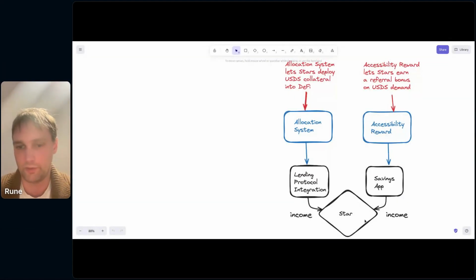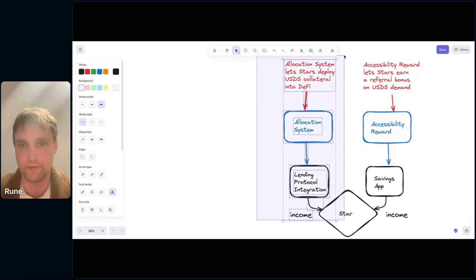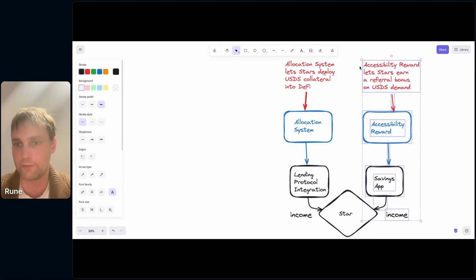All right. Let me share my diagrams. So this is where we left off, right? You have stars, and then they have these Sky primitives. On this side, you have the Sky primitives that help boost the supply. And on this side, you have the Sky primitives that help boost the demand.